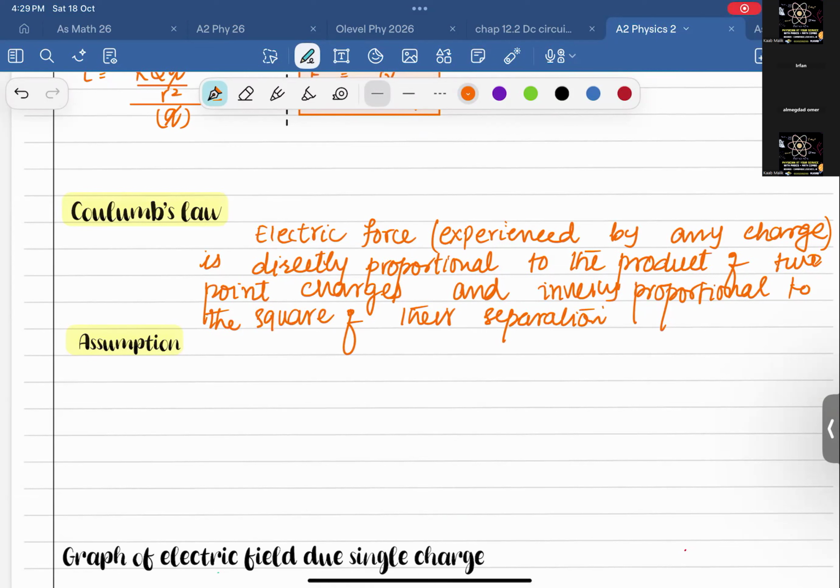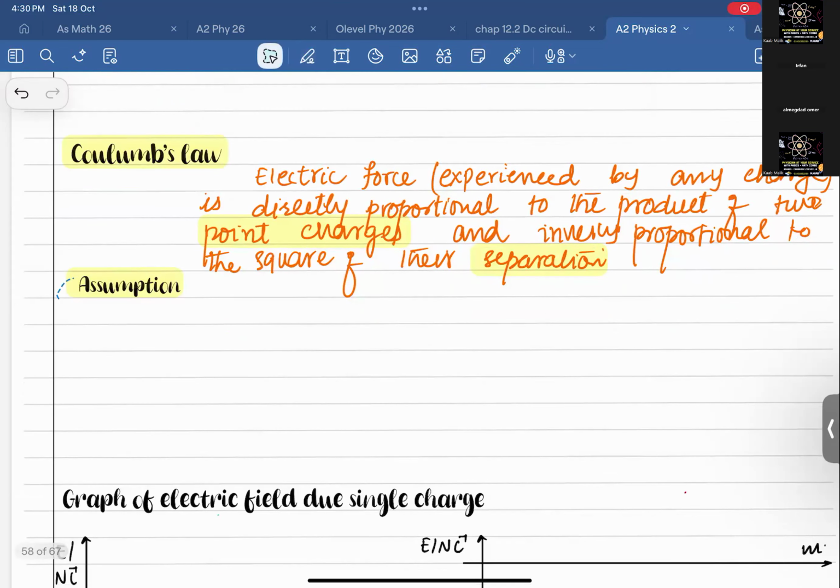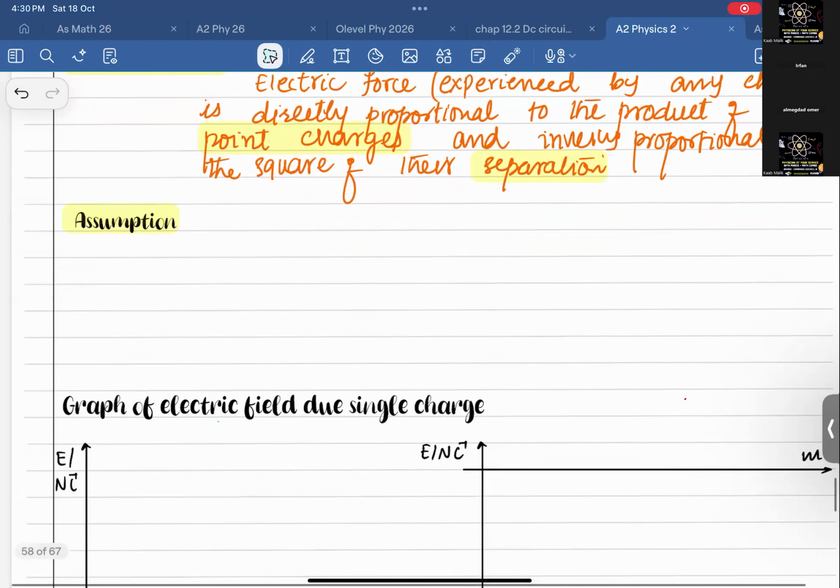So this is the concept of Coulomb's law, right? In this concept, you should point out the two point charges. This is very important. And inversely proportional to the square of the separation, right? Not the radius, the separation. These are the two very important things that you'll get the marks on. And now we have the assumptions that we have to make while writing this.